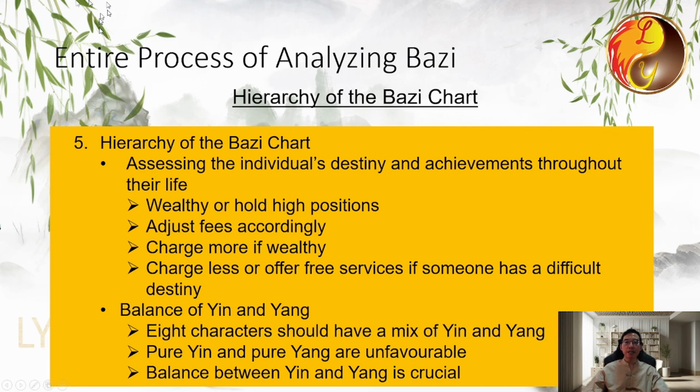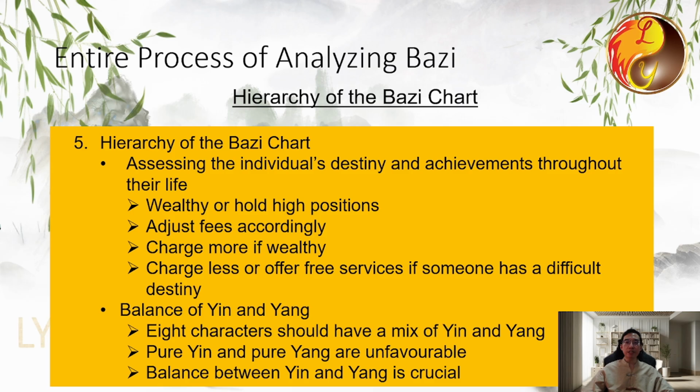The fifth step involves analyzing the hierarchy of the Bazi chart, assessing the individual's destiny and achievements throughout their life. Through Bazi analysis, we can actually see whether a person can become wealthy or hold high positions. It's all reflected in the Bazi chart. Once you understand this, you can adjust your fees accordingly. If someone is wealthy, you charge more. If someone has a difficult destiny, you charge less, or even offer your services for free to help them.